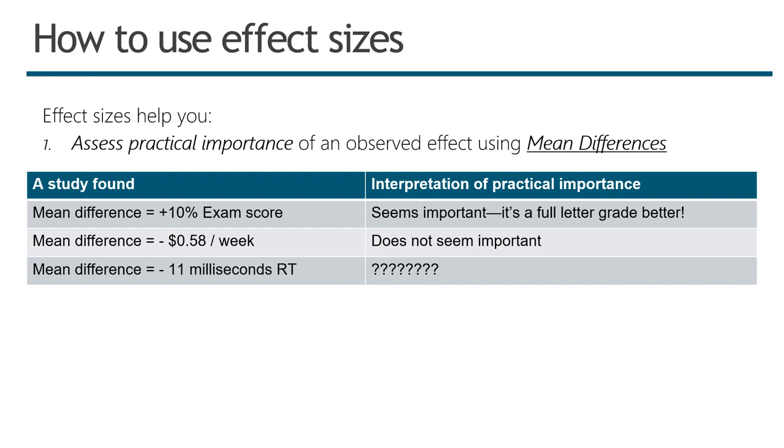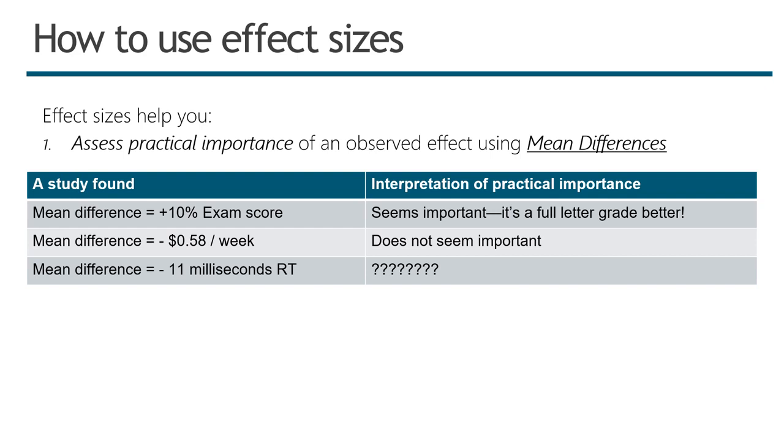A really important function of effect sizes is their ability to help you assess the practical importance of an observed effect. You can do this using mean differences or a standardized D. Here I'm going to describe how you might do that using mean differences. If a study found that a treatment would lead to a mean difference of an increase of an exam score by 10%, again, as we indicated earlier, most of us would have enough background on what a 10% increase would mean that we would deem that to be important.